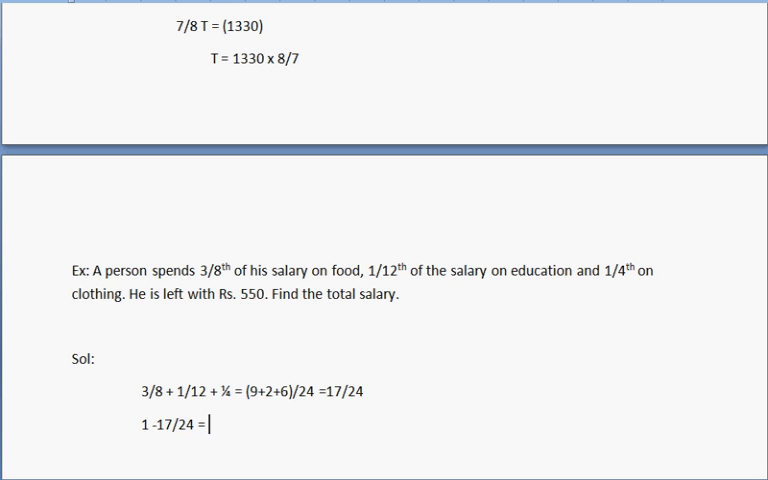Which is equal to 7 by 24. So he is left with 7 by 24. If the total salary is T, he is left with 7 by 24th part of that T, and that is equal to 550. From this you can very easily find what T is. So this is how we do it.